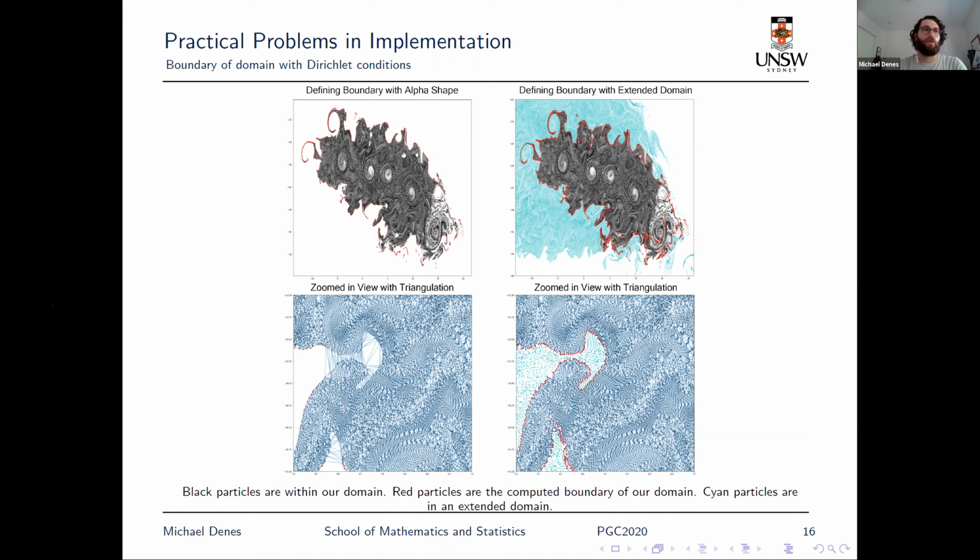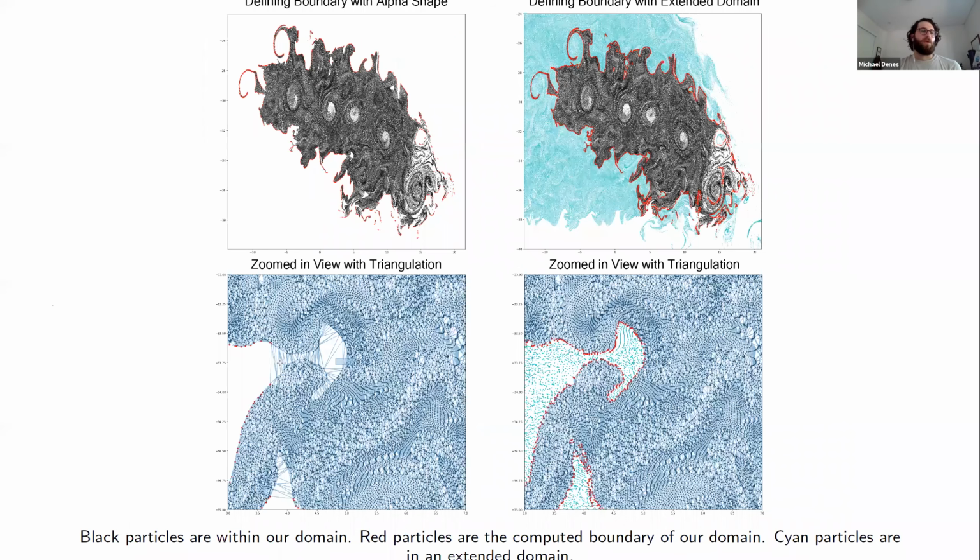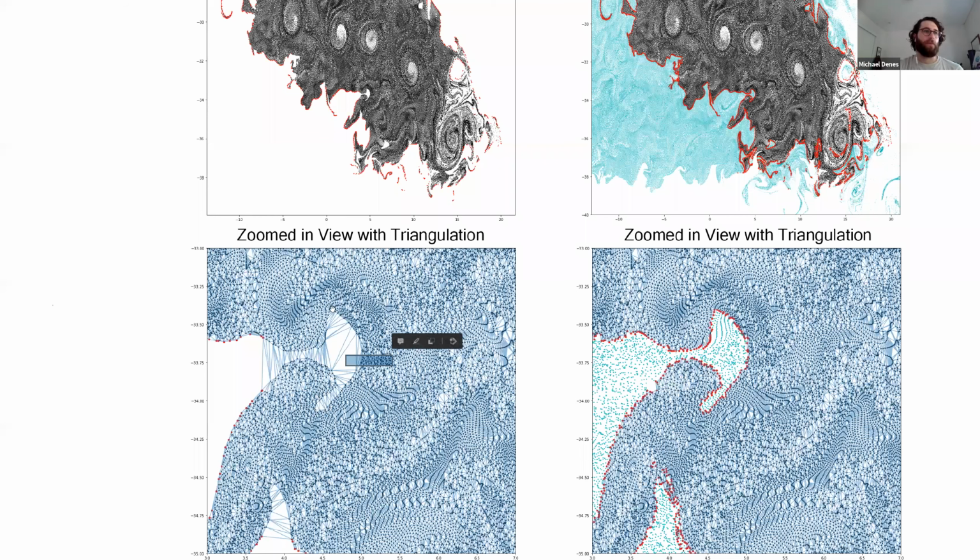So for an example, on the left is defining a boundary with an alpha shape. And if we zoom in on a certain section, we can see that there's this region of our domain that's connected up by a number of triangles, and those triangles still fit within our alpha shape choice. But we can see that there's just this large gap that really we should be removing so that we can find a better boundary.